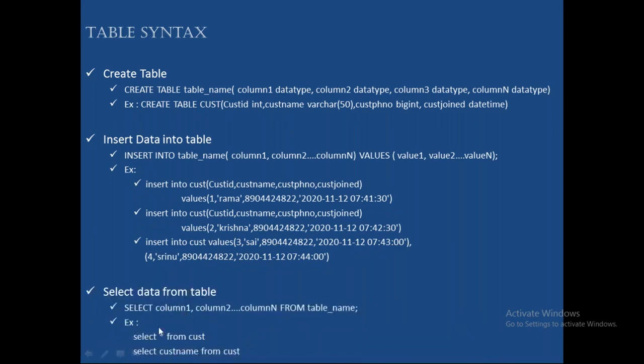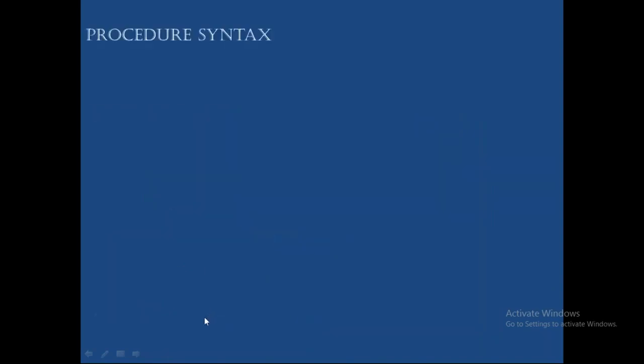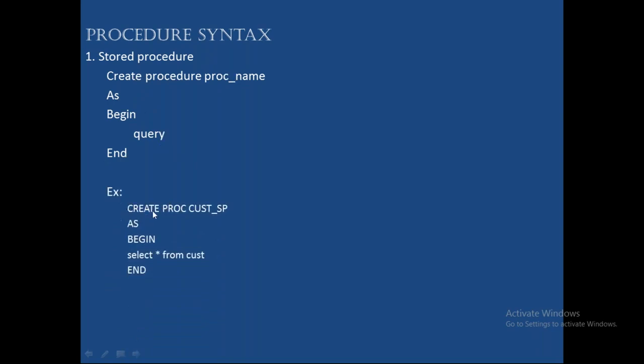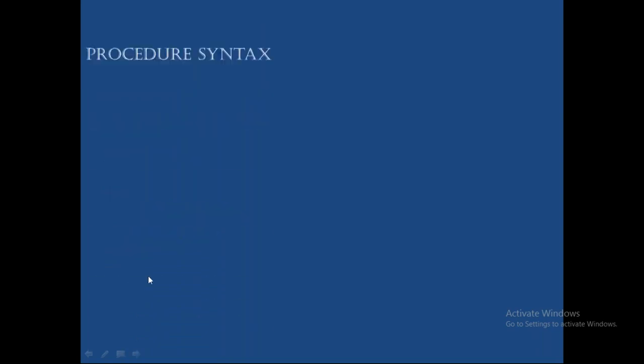Now I want to read data from the table. Select star from cast, or if you want any condition, you can put those conditions as well. Now, procedure syntax. How will you create a procedure? Stored procedure syntax is something like this. Without a parameter: create procedure, procedure name, as begin, query, end. Example: create procedure, procedure name, as begin, this is a query, and end.